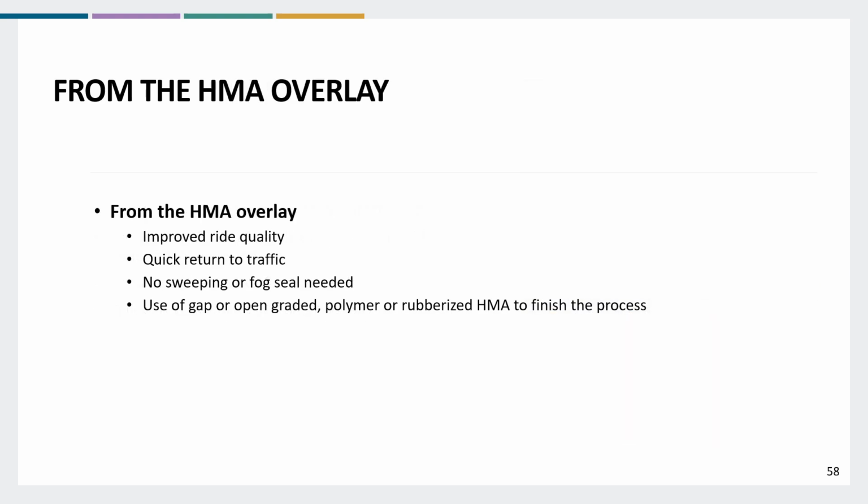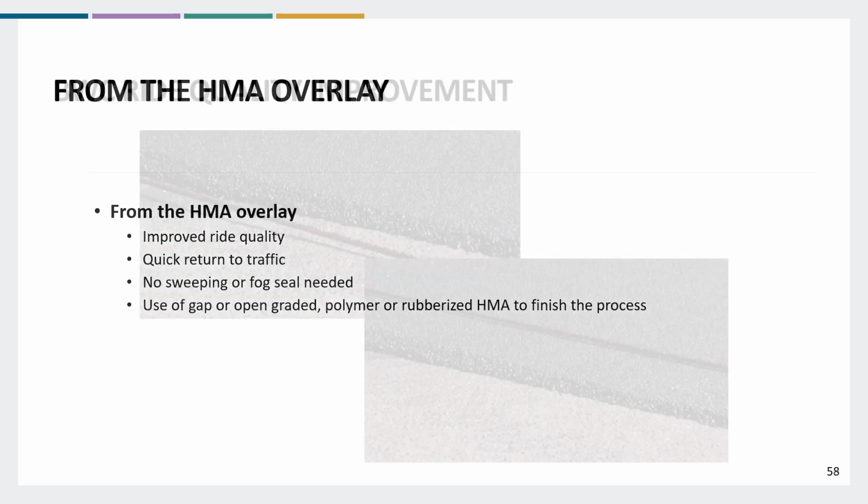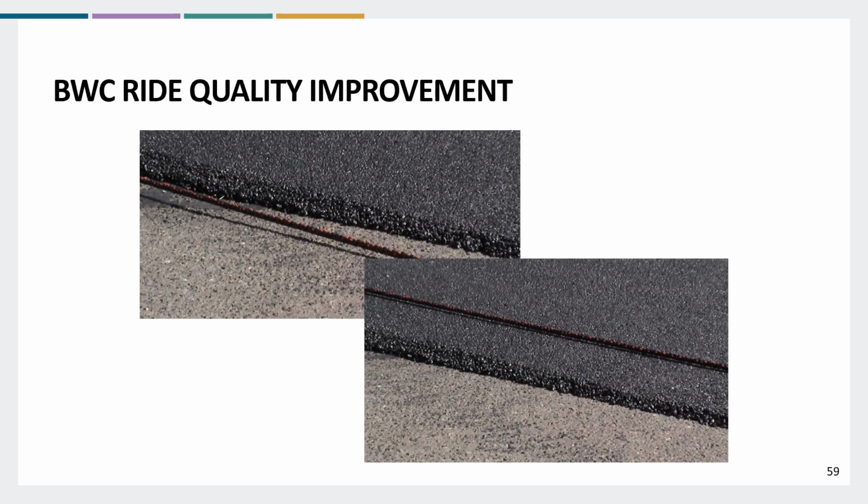And from the hot mix side, it uses hot mix, which improves ride quality, has a quick return to traffic, and no sweeping or fog sealing needed. BWC uses gap or open graded mix with polymer or rubberized HMA. If you have a rut, you're able to adjust the screed just like a paving operation to give you a nice, even, smooth ride.